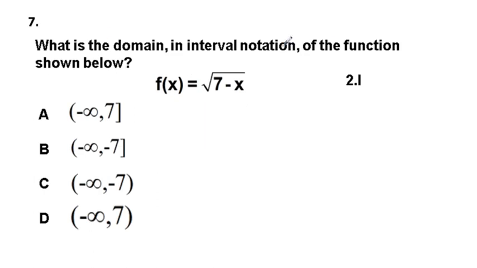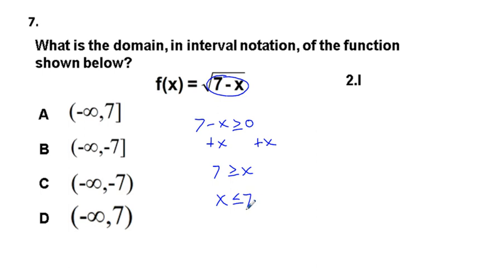What is the domain in interval notation of the function shown below? Under a radical, a square root, we know that 7 minus x has to be what? Greater than or equal to 0. And we can solve for x a number of ways. One way I'm going to do it here is just add x to both sides. So we get 7 is greater than or equal to x. And turning that around, x is going to be less than or equal to 7.